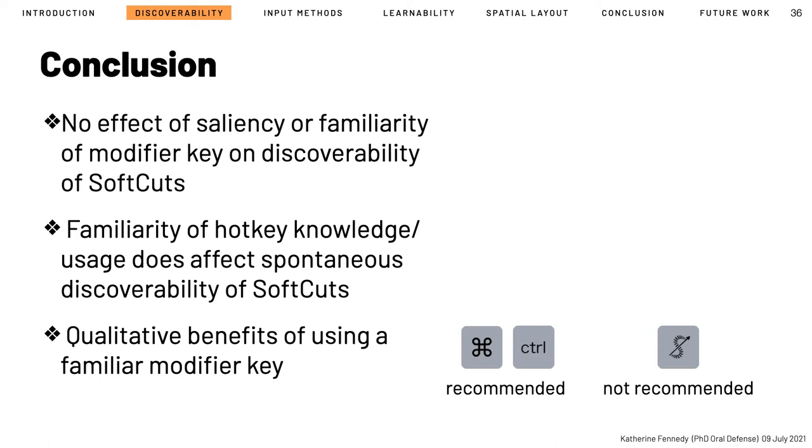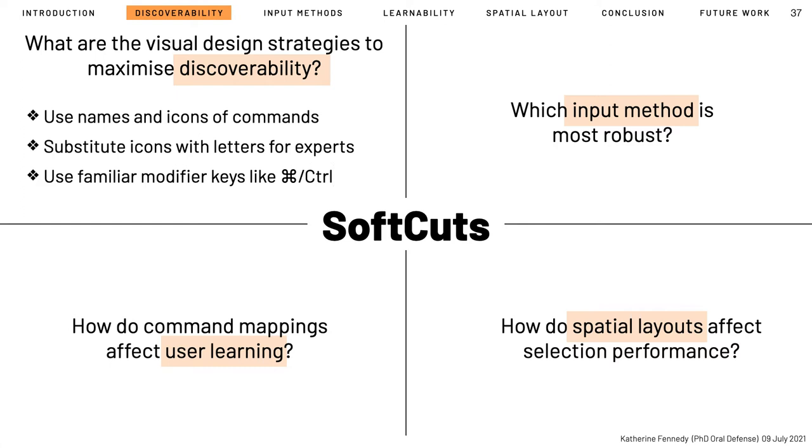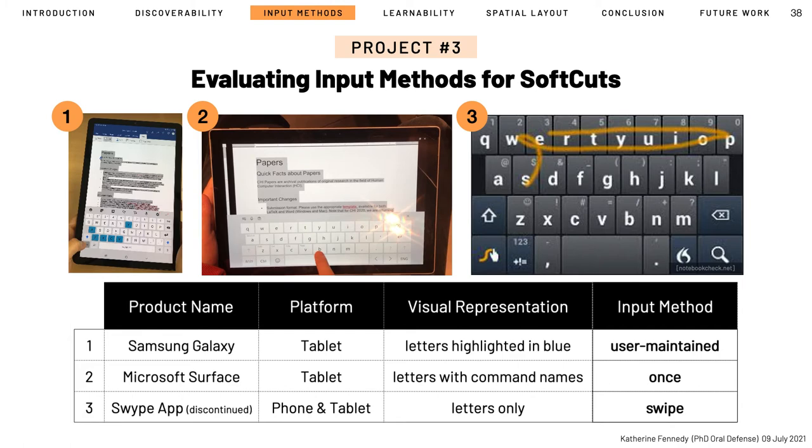This marks the end of our discoverability project, and we are now able to answer the first question we set in the beginning. Now that users could discover SoftCuts, which method would be best to facilitate the selections? That is why our next project focuses on input methods to switch between text editing and command selection mode.